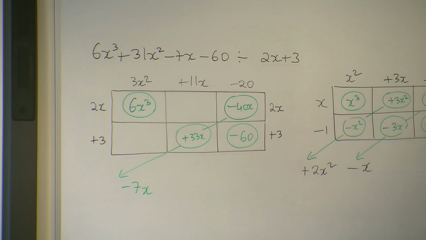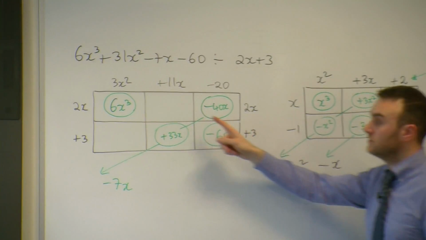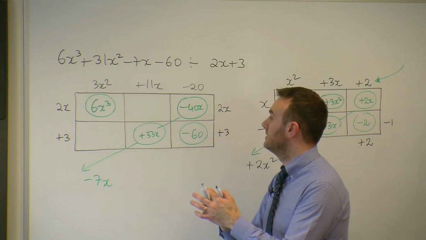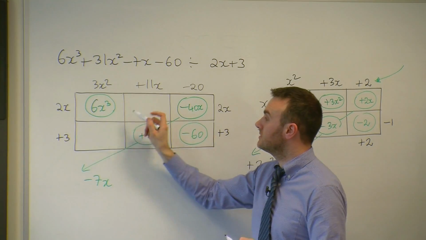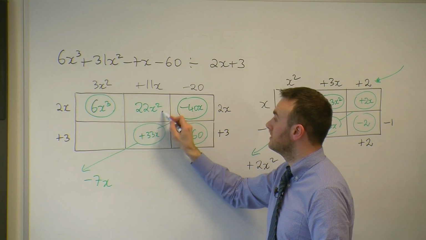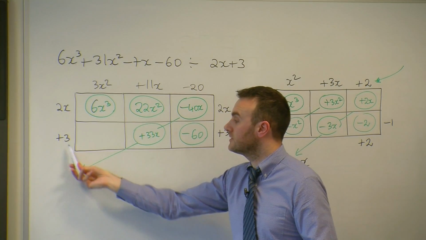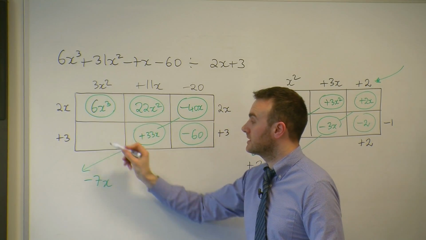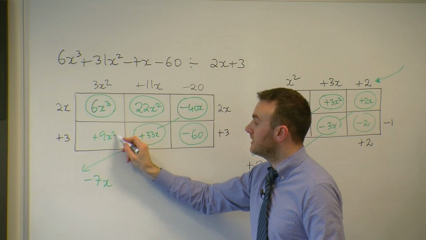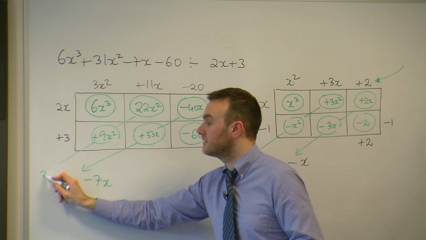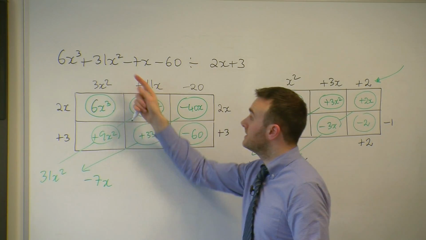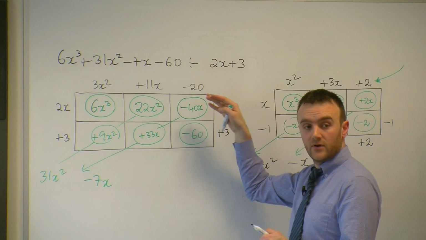Mairead was using that box to decide what was right. I'm just going to use these two, just a different way. So 11x times 2x, that's 22x squared. And then down here I've got plus 3. We know that's 3x squared. It's congruent to this. So that's plus 9x squared. And if you combine those two, you get... and that is the x squared term, isn't it? So we have our answer.